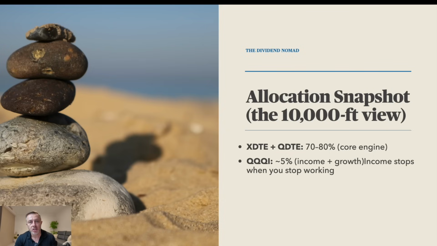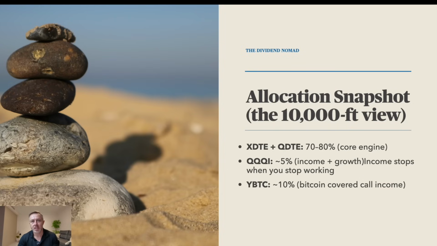Next, I have QQQI, which is 5% of the portfolio. And this is income, monthly income, plus a little bit of growth. So, income stops when you stop working, right? And so, this is why I focus on income now, so I can stop working and my income keeps coming, right? So, anyway, I got 5% income plus a little bit of growth, because QQQI, think of something like a JEPQ, something like that. It's kind of the same thing.